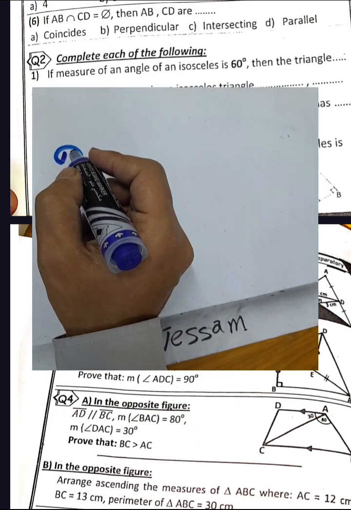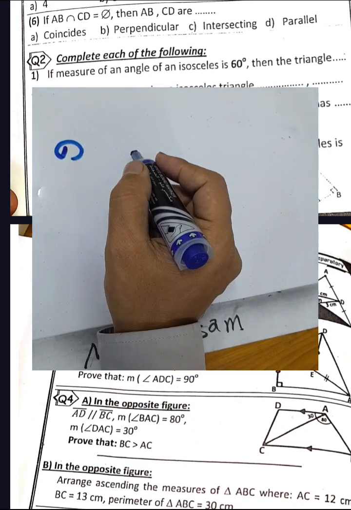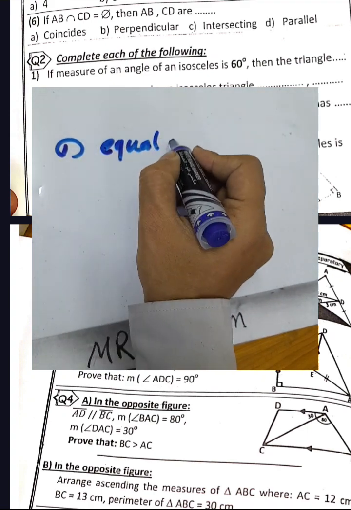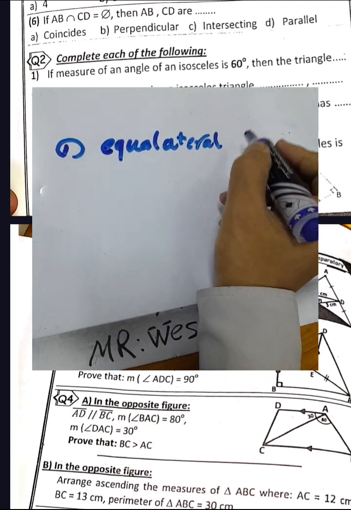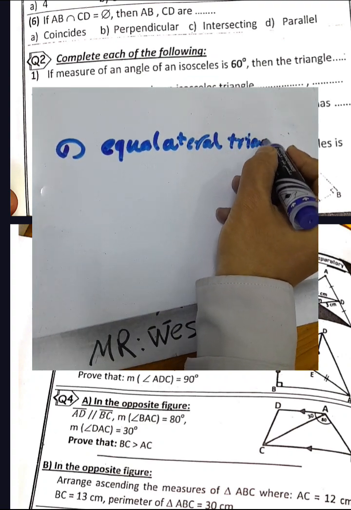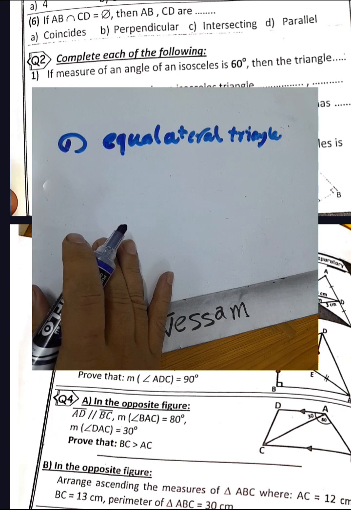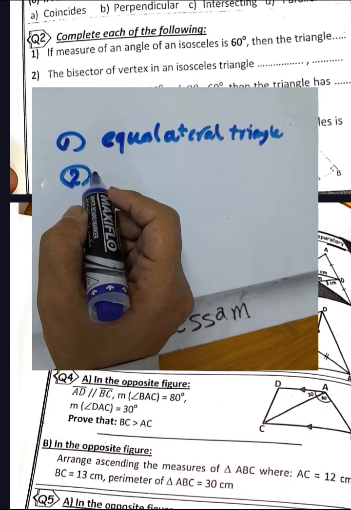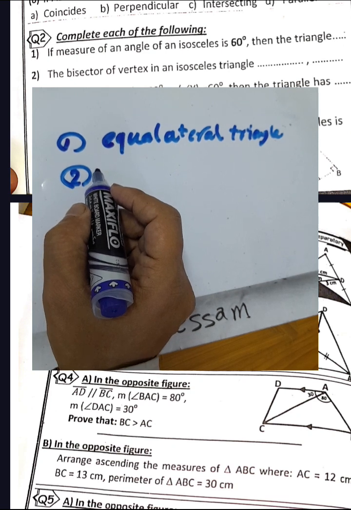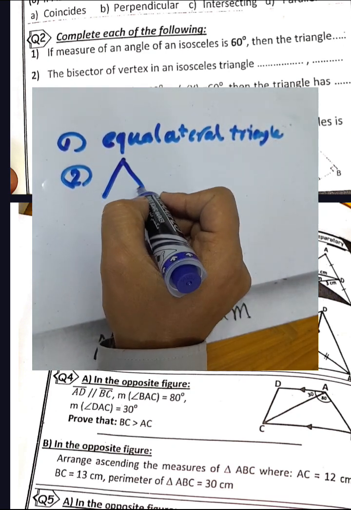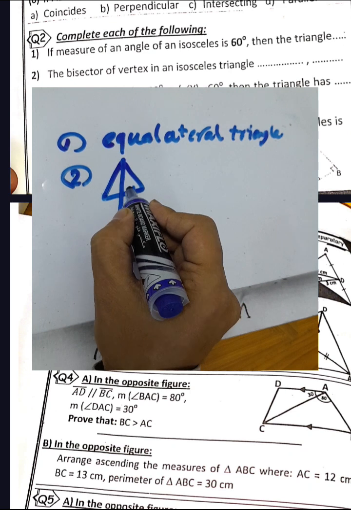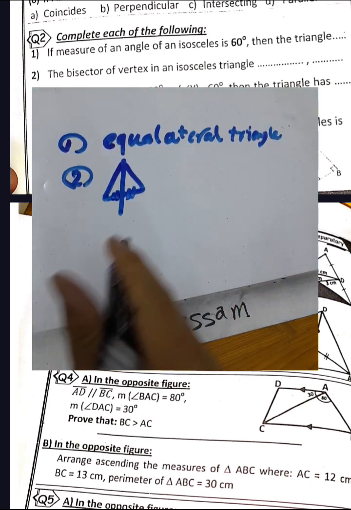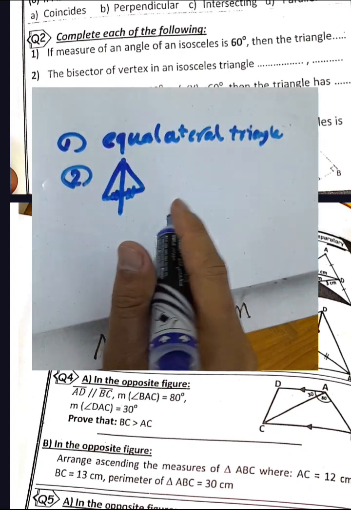Number 1. If the measure of an angle of an isosceles triangle is 60 degrees, then the triangle will be equilateral. Question number 2. The bisector of the vertex in an isosceles triangle. We have here the bisector. In any triangle, what will it do? It bisects the vertex and is perpendicular to the base.